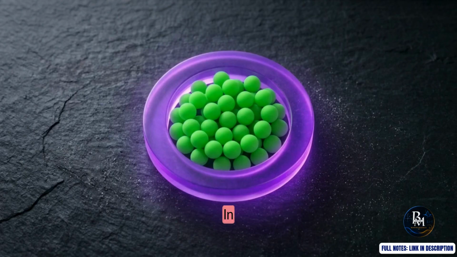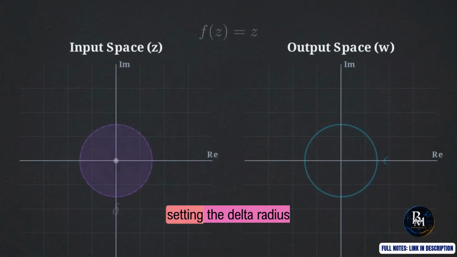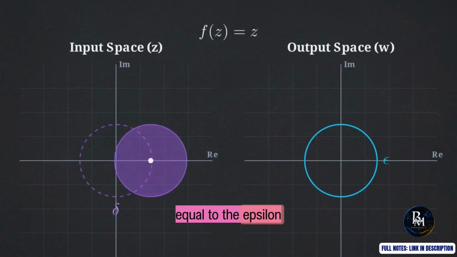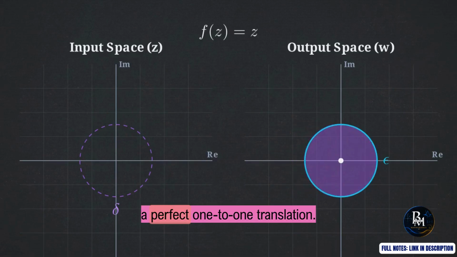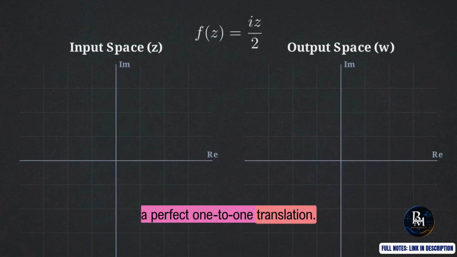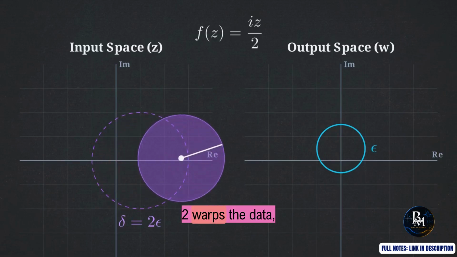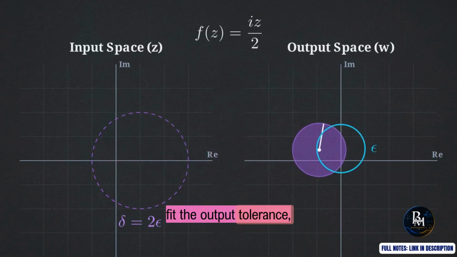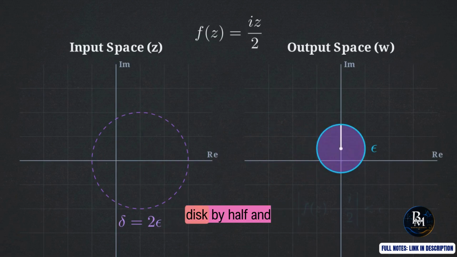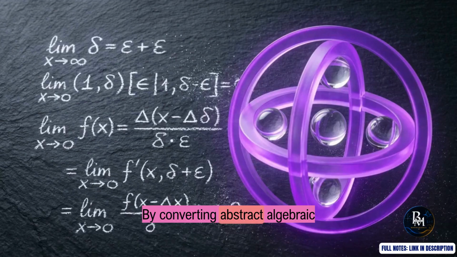In the identity limit proof, setting the delta radius equal to the epsilon tolerance creates a perfect one-to-one translation. The equation f(z) = iz/2 warps the data. To fit the output tolerance, it shrinks the input disk by half and rotates 90 degrees. By converting abstract algebraic equations into physical boundaries, mathematicians bypass the impossible task of testing infinite individual paths.